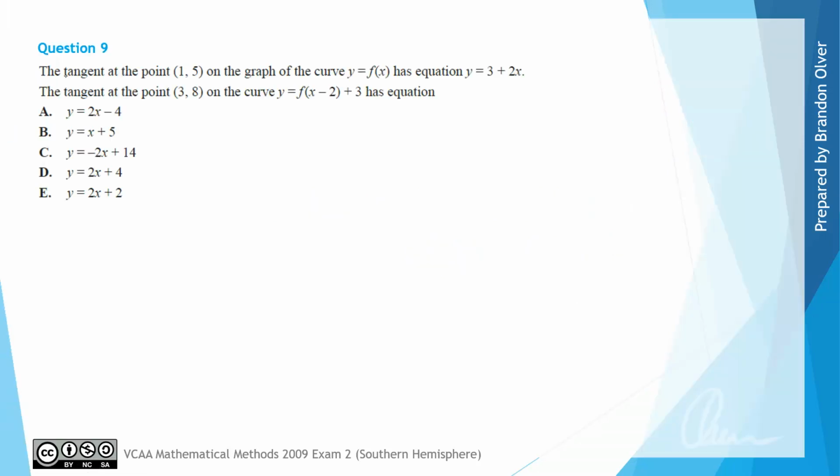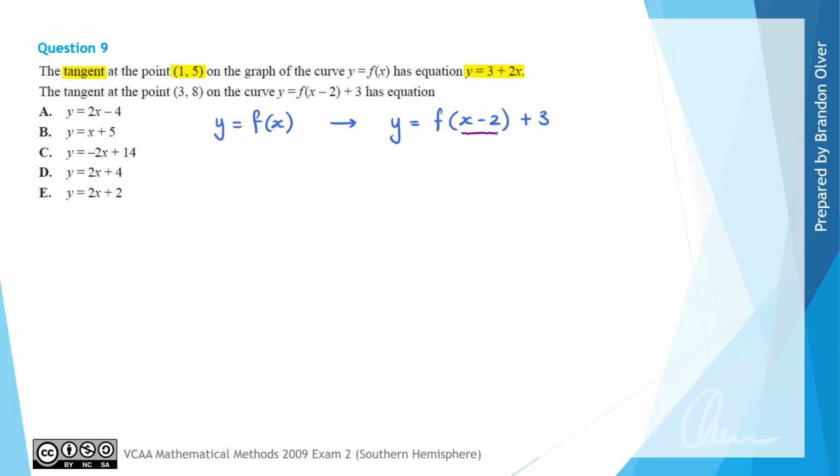So for question 9 we have the tangent at the point (1, 5) on the graph of y equals f of x has an equation y equals 3 plus 2x. The question goes on to say the tangent at the point (3, 8) on the curve of y equals f of (x subtract 2) plus 3 has one of the following equations. So what we can observe is that there's a transformation that's occurred, and that is that we've taken y equals f of x to the graph of y equals f of (x subtract 2) plus 3.